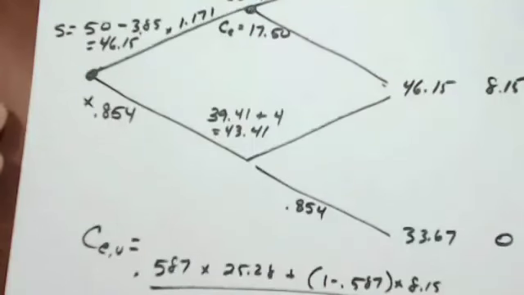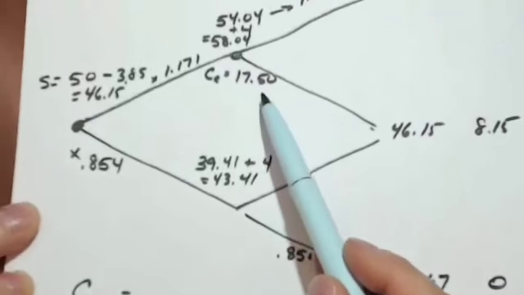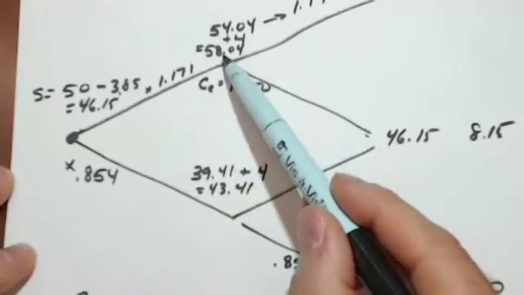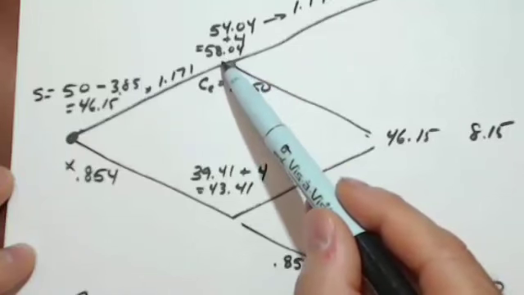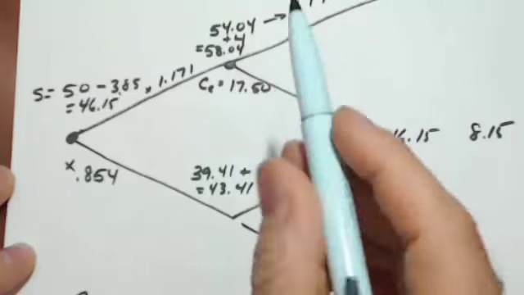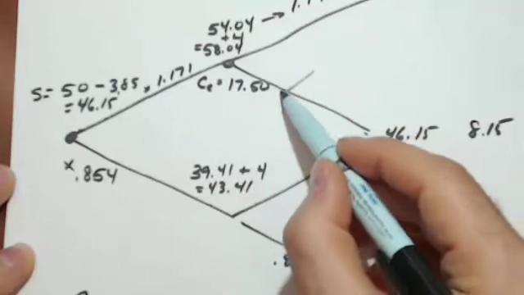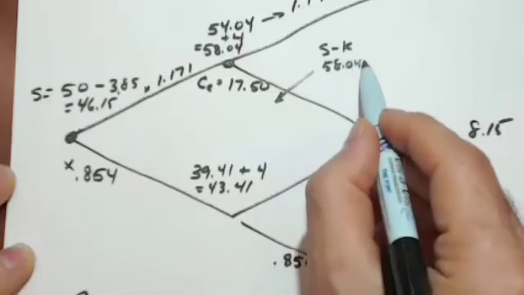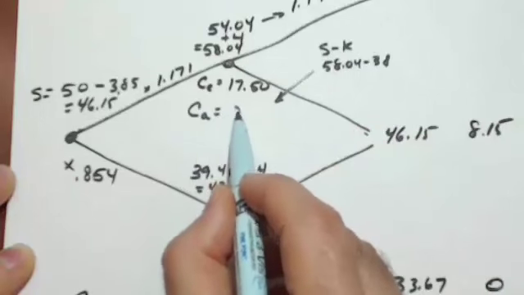I want to ask myself, what is the value of the option if I was to exercise it immediately right here? So I'm thinking from an American perspective, if I sat right here just before the ex-dividend date, I could exercise this option when the stock is worth 58.04. What is the value of that payoff? Well, the payoff here is going to be S minus K. It's going to be 58.04 minus 38. And that's going to be $20.04.